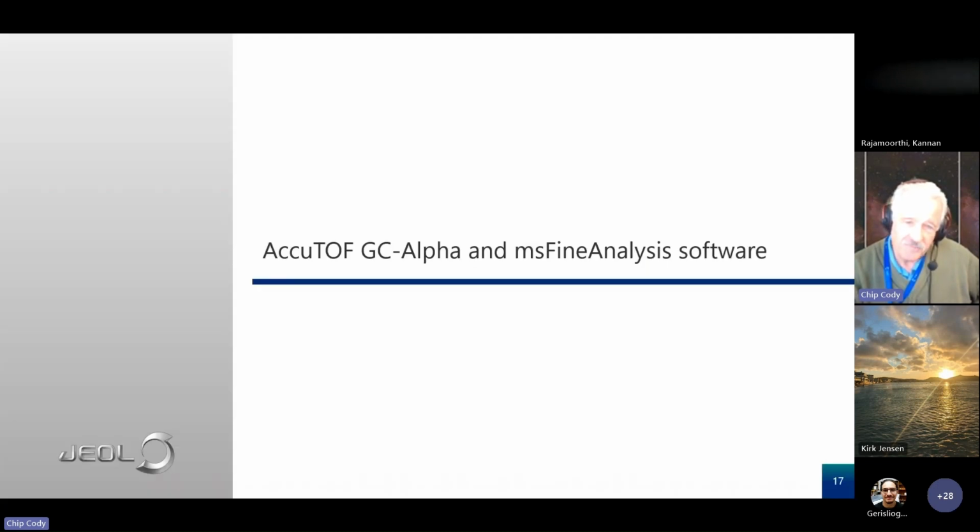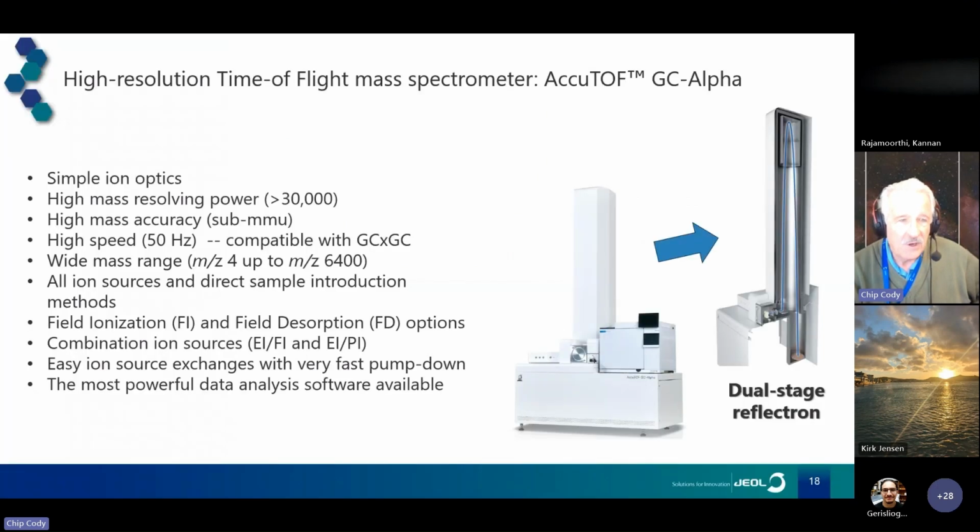But the main focus of the talk for me is the Accutof GC Alpha and the msFineAnalysis software that we're working with. This is our 6th generation GC time of flight system. It has very simple ion optics, really just a single reflectron. But the resolving power is 30,000, high speed, wide mass range down to mass 4 up to m/z 6400. You'd think that's irrelevant for GC, but for field desorption, we can see molecular weight distributions for some small polymers. And we can also do GCxGC, which will come up in a bit of the talk later.